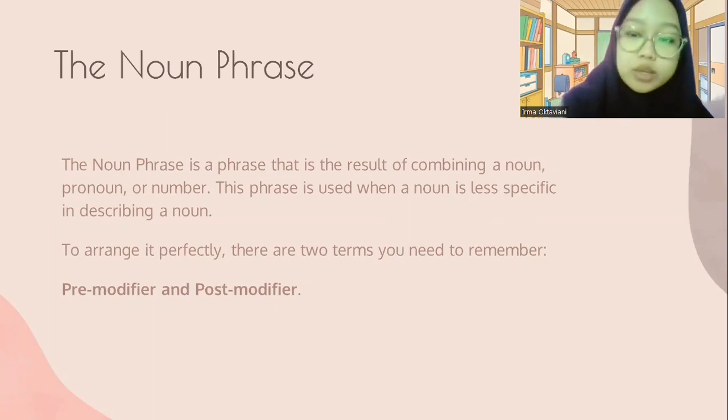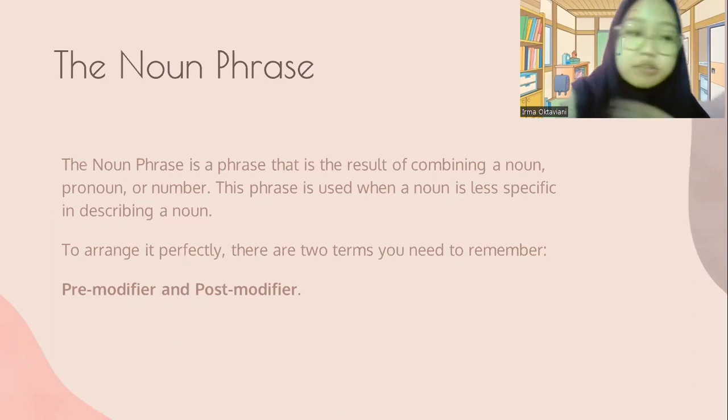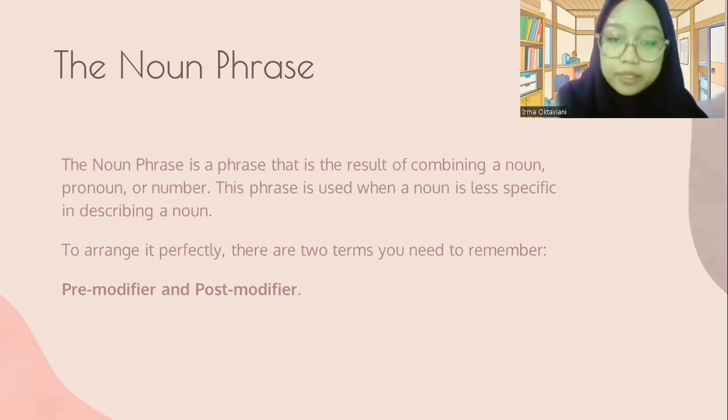And wow, even more complicated, so that you don't get confused, let's study noun phrases, starting from the definition and then the example. A noun phrase is a phrase that is the result of combining nouns, pronouns, or numbers. This phrase is used when a noun is less specific in describing a noun.